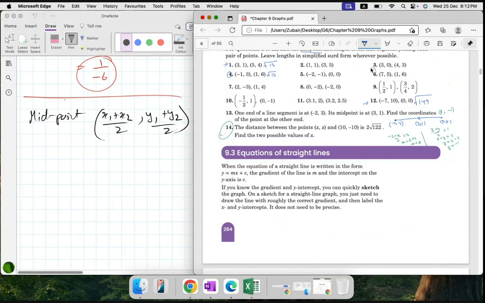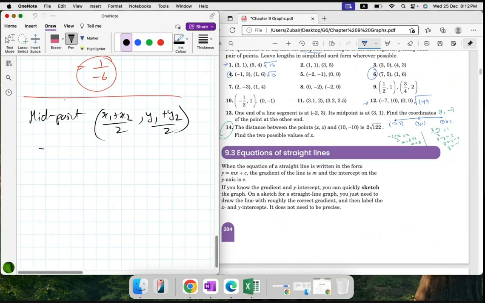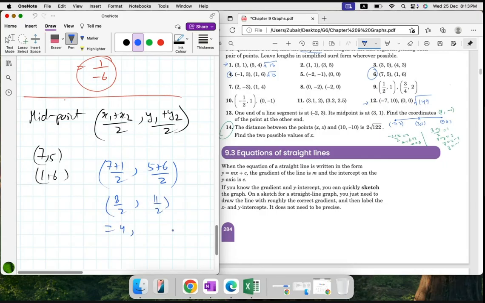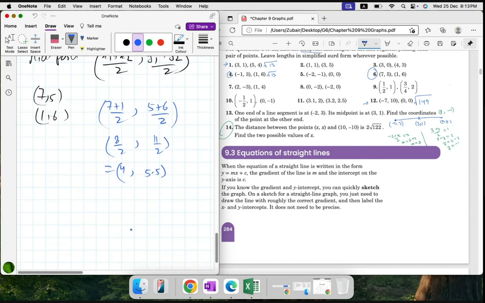Let's say we solve number 6 and the points are given as 7 comma 5 and the other one is 1 comma 6. So x1 plus x2 over 2, y1 plus y2 over 2. 7 plus 1 is 8, 5 plus 6 is 11, so 8 by 2 is 4, and this is 5.5. Whatever you do, keep it in exact form, either fraction or decimal or mixed number. Do not round off.